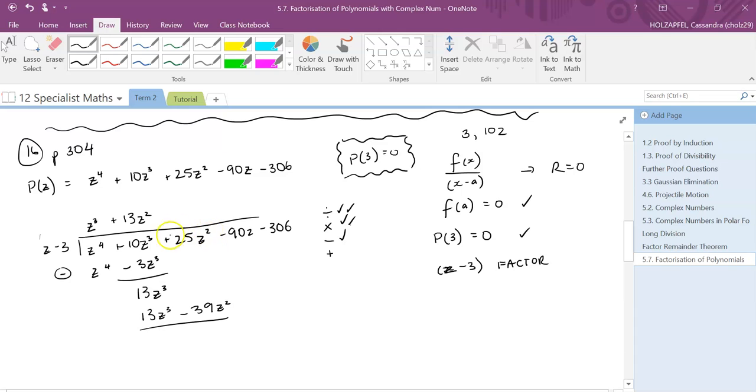Well, that's rude. 25z squared minus negative 39 is the same as 25 plus 39, which is going to give me 64z squared. Okay, back to the beginning. So z fits into 64z squared, 64z times. 64z times by my linear factor is going to be 64z squared minus, oh, okay, I can't do this one that quick. So, where is it?